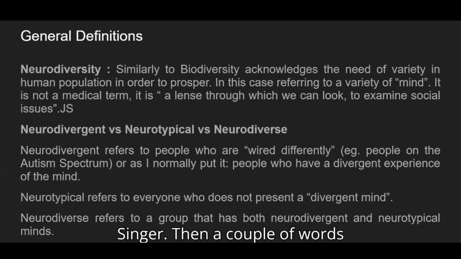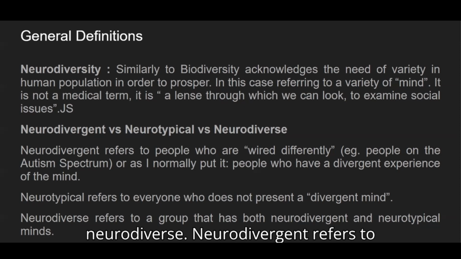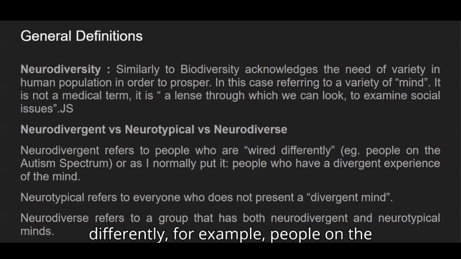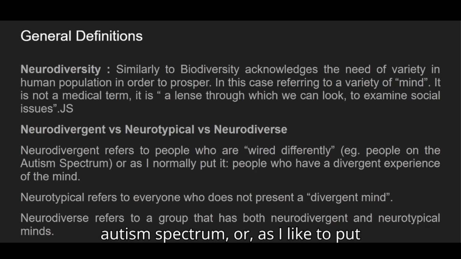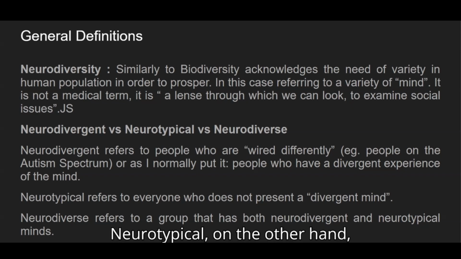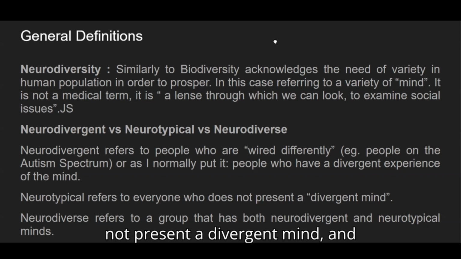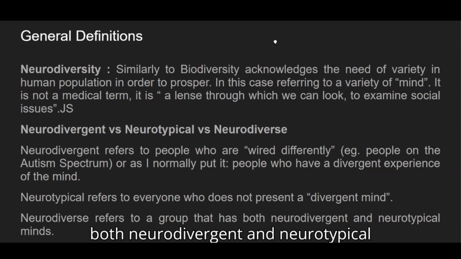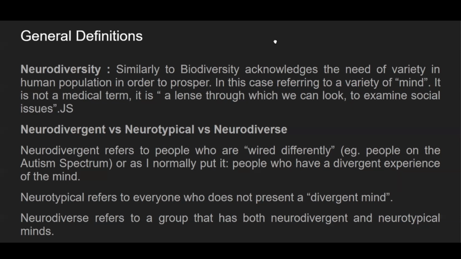Then a couple of words on what the difference is between neurodivergent, neurotypical, and neurodiverse. Neurodivergent refers to people who are wired differently, for example, people on the autism spectrum. Or, as I like to put it, people who have a divergent experience of the mind. Neurotypical, on the other hand, refers to someone who does not present a divergent mind. And neurodiverse refers to a group that are both neurodivergent and neurotypical minds.